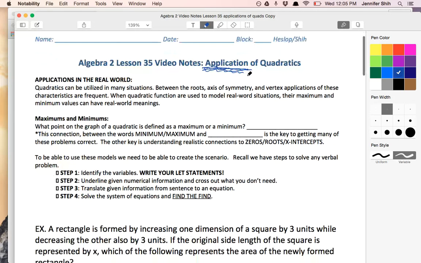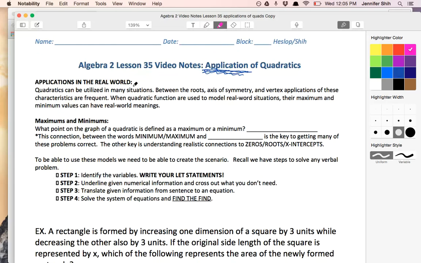So let's talk about applications in the real world. Quadratics can be utilized in many situations between roots, axis of symmetry. These are all vocabulary words that we're going to use. You should write them in your notes for today. And vertex application. These characteristics are frequent. Anytime you kick a soccer ball, it goes in an arch, and that is already a quadratic.